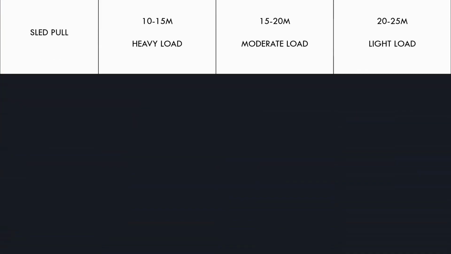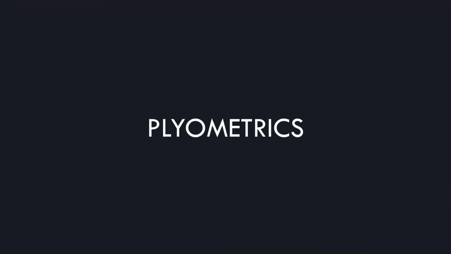Next, we have plyometric training. Plyometrics should be progressed from exercises with longer ground contact times to exercises with shorter ground contact times. Longer contact times will allow higher forces to be produced, but they will be produced at a slower rate. Faster contact times will force the athlete to produce as much force as possible in the fastest time possible.